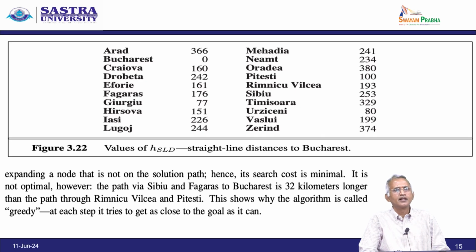So, the search cost is minimal here. It is not optimal, however. The path through Sibiu and Fagaras to Bucharest is 32 kilometers longer than the path through Rimnicu Vilcea and Pitesti. So, this shows why the algorithm is called greedy. At each step, it tries to get as close to the goal as it can.